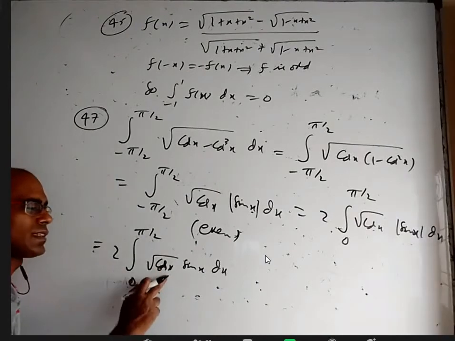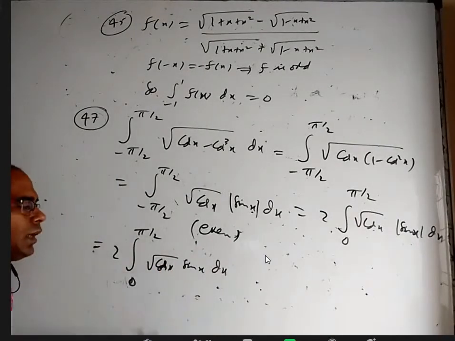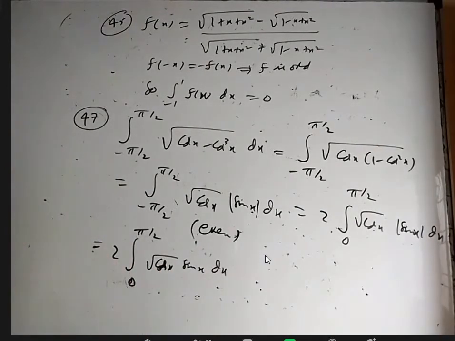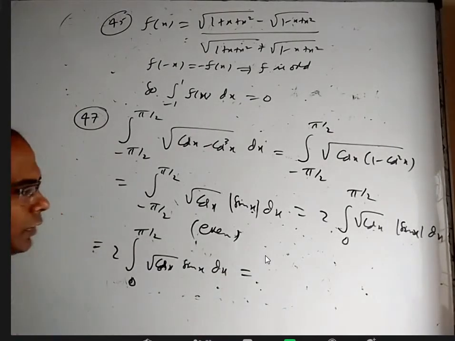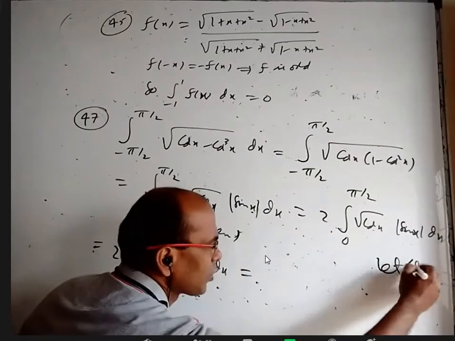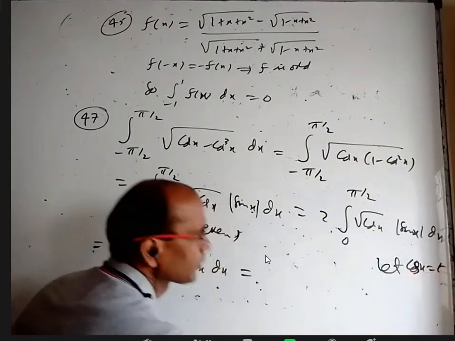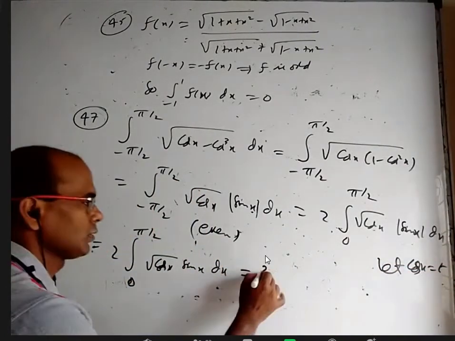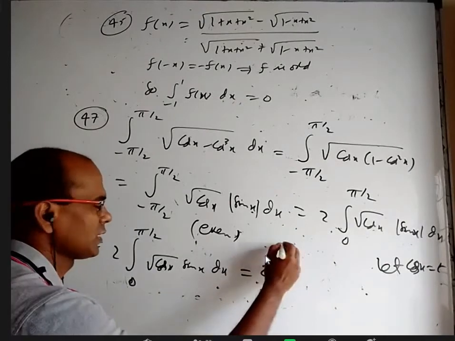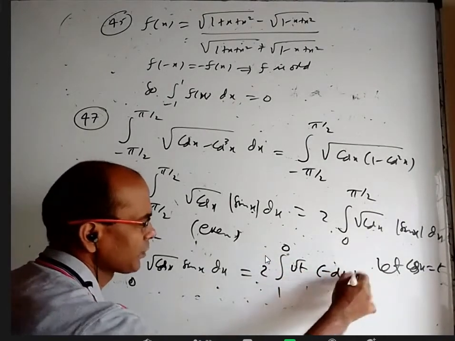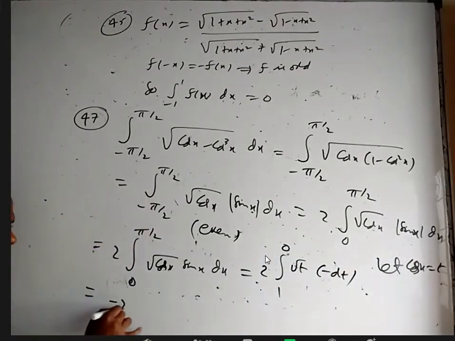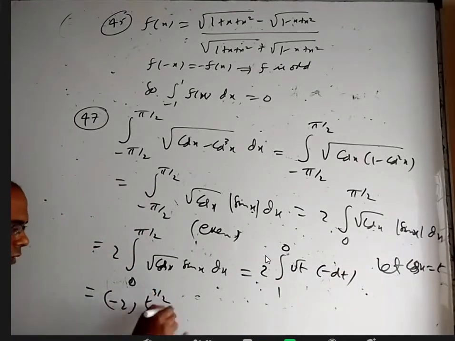Now you know if you take cos x as t, this will become dt, and root t integral is t power 3 by 2 by 3 by 2. I can even write that taking it as t also. Let cos x is equal to t. Then cos 0 is 1, cos 90 is 0, root t sin x dx will be minus dt. So minus 2 into t power 3 by 2 by 3 by 2, with 1 to 0.